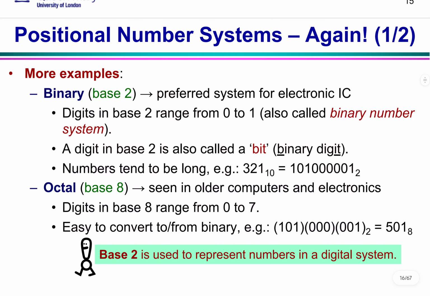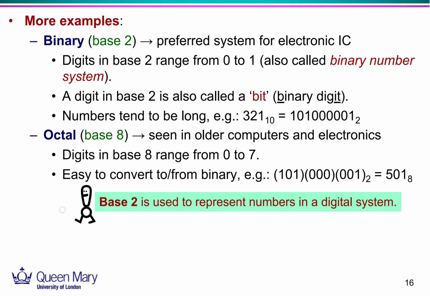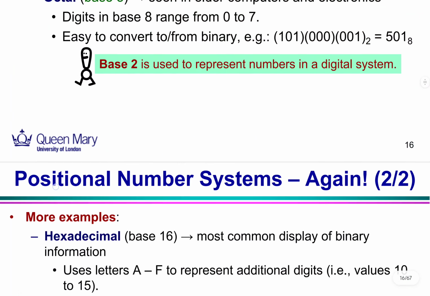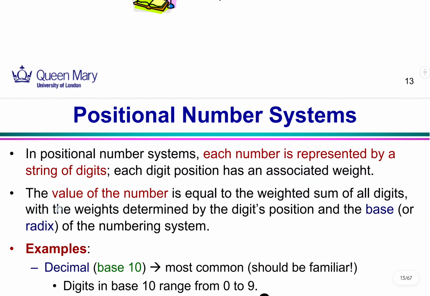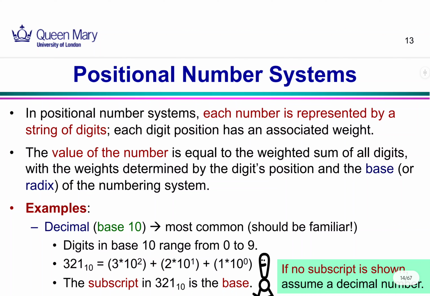Base 2 is called binary. Base 2 is used to represent numbers in digits. More examples, and the rule: they are non-positional. This positional number system means a summation, a weighted summation.